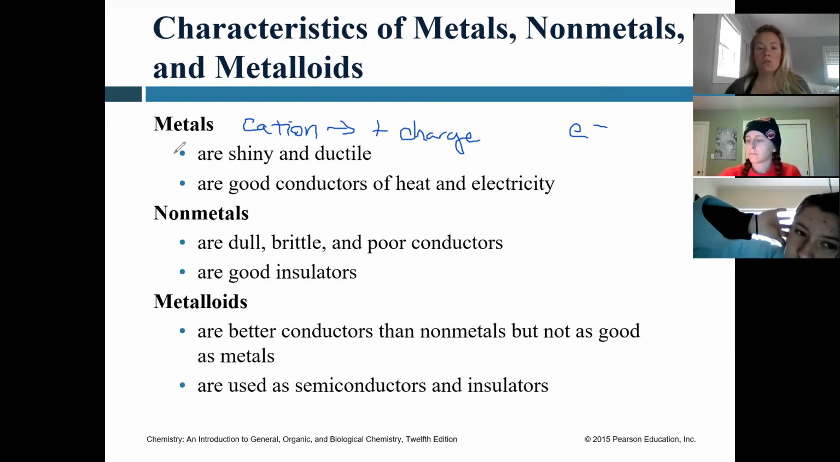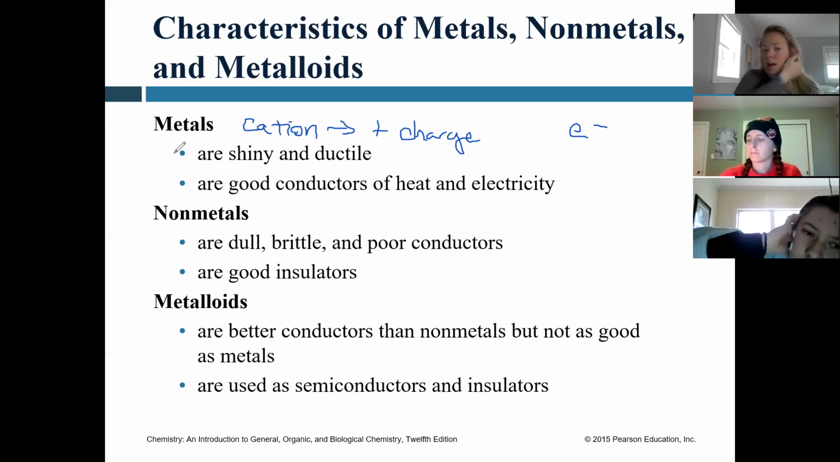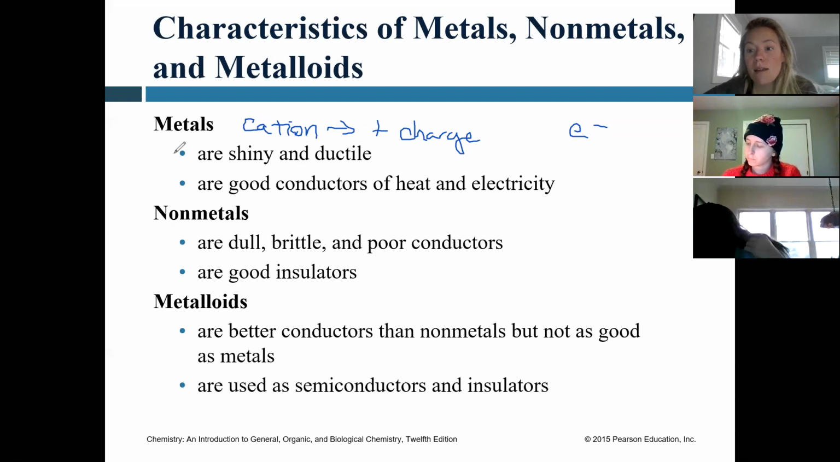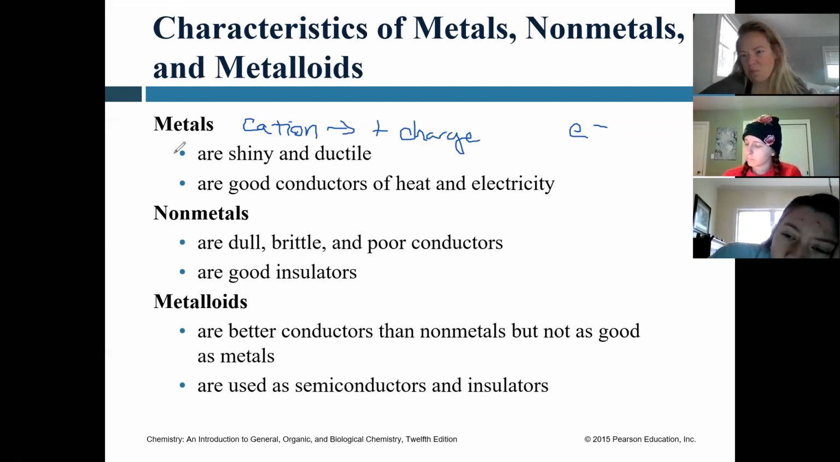Nonmetals are usually dull and brittle, poor conductors of electricity, but they're good insulators. Because they don't conduct, they are good at blocking. We use them for insulation. Nonmetals have much more varying properties. They're not all solid at room temperature. They're just more varied. Oxygen and sulfur and chlorine are all around each other on the periodic chart. They're all nonmetals. They have a lot of different properties, versus the metals over on the left, which are a little bit more uniform.